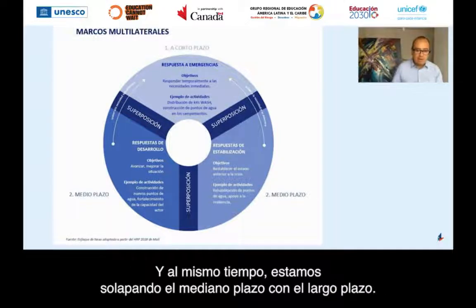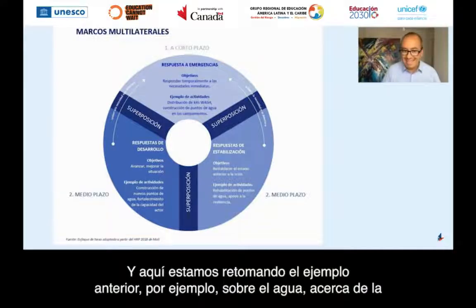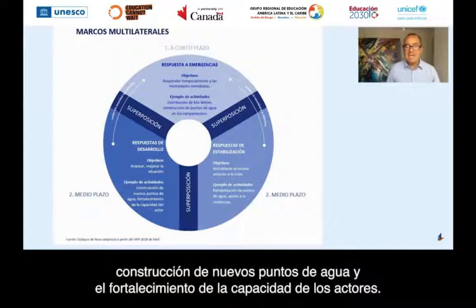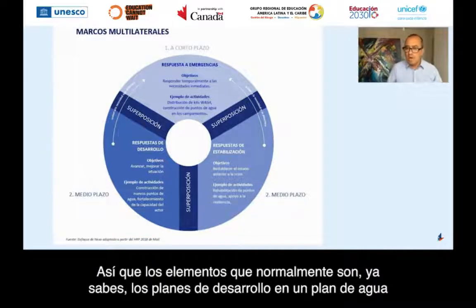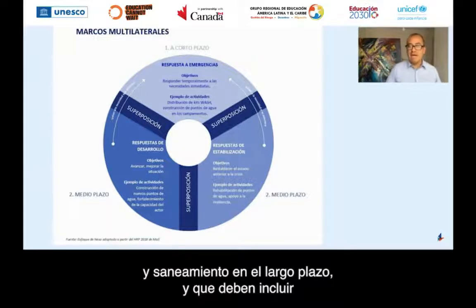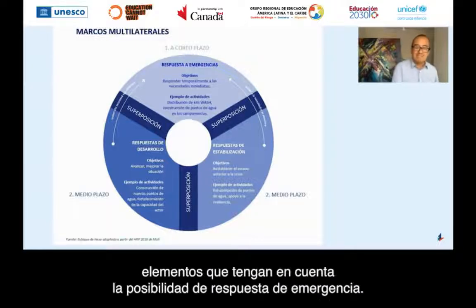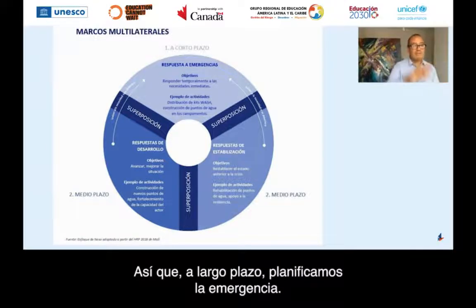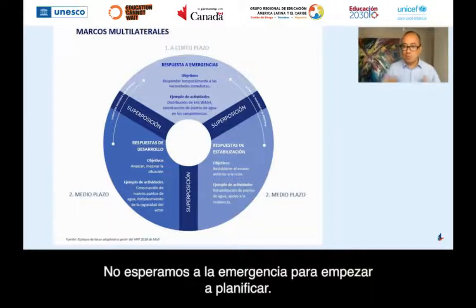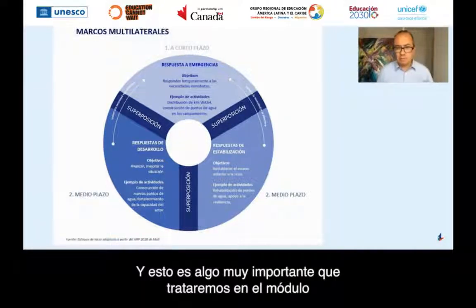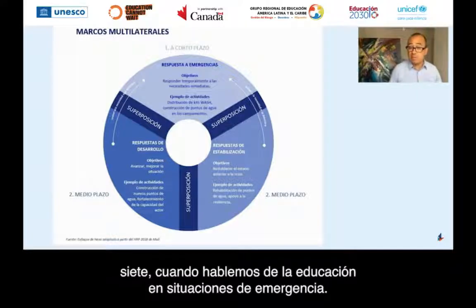And at the same time, we are overlapping between the middle term and the long term, and we are talking here, taking back again the example on water, about, for instance, the construction of new water points and strengthening the capacity of the actors. So these are elements that normally are in a development plan, in a water and sanitation plan in the long term, and that need to include elements that take into consideration the possibility of emergency response. So in the long term, we plan for the emergency. We don't wait for the emergency to start planning. And this is something very important that we will be discussing in Module 7 when we talk about education in emergencies.